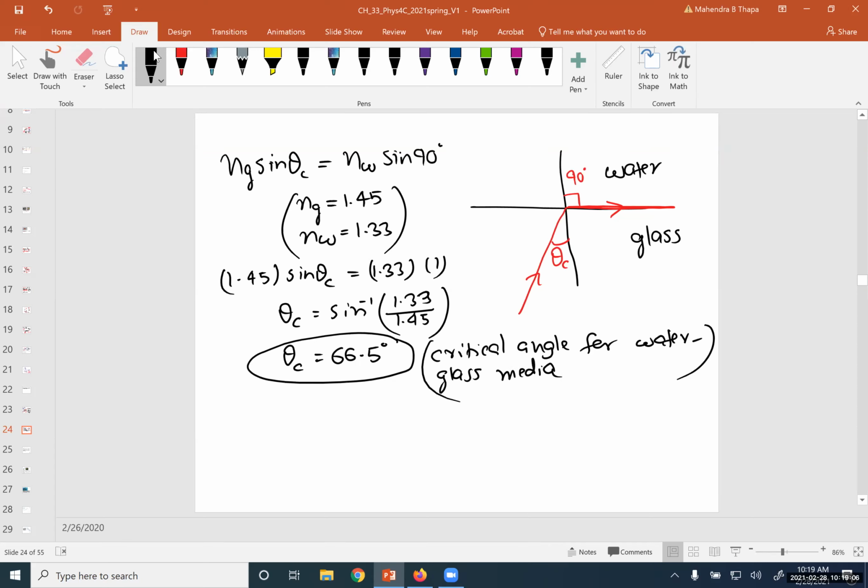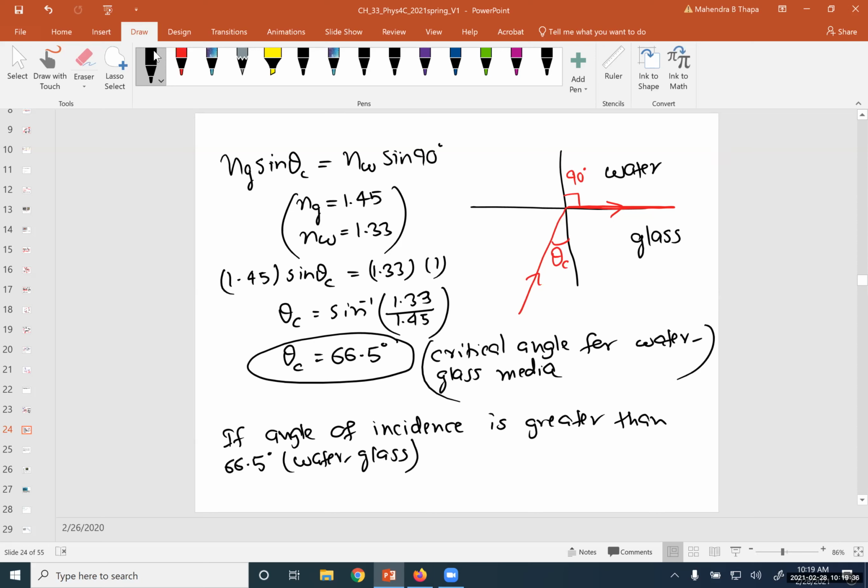Okay, so this means what? If the angle of incidence is greater than 66.5 degrees for water glass media, then total internal reflection happens.